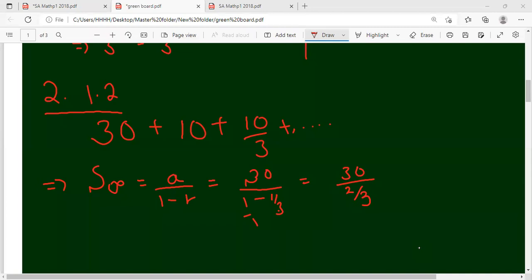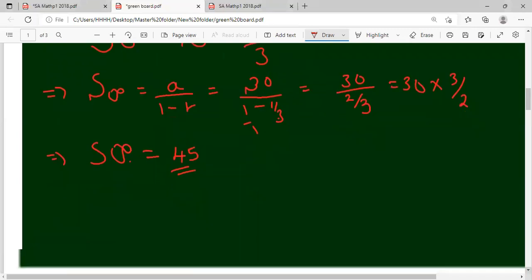So 2 over 3. This is equal to 30 by 3 over 2. So meaning that our sum to infinity is equal to 45. That is our sum to infinity.